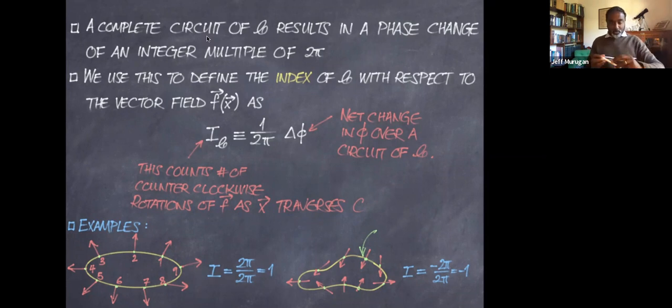In skateboarding, you call this an alley-oop. You're turning in the opposite direction to which you're moving, right? So it goes like this. In this case, I is minus 2 pi because the vector field is rotating clockwise. We're traversing counterclockwise. So I is minus 2 pi over 2 pi, and that's minus 1. Okay.